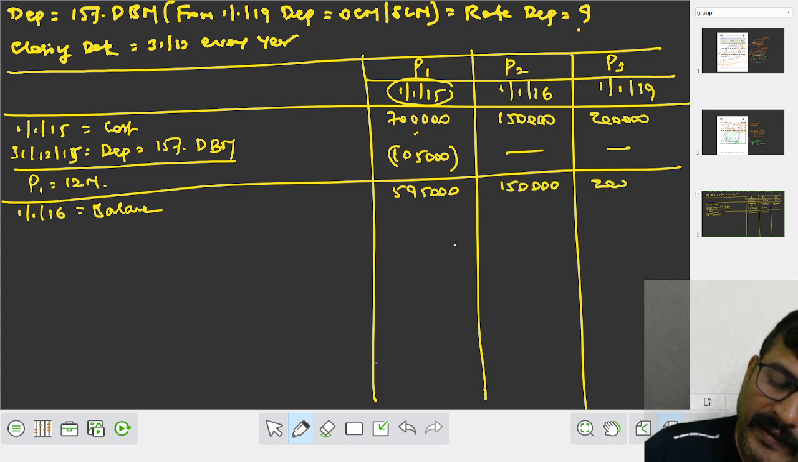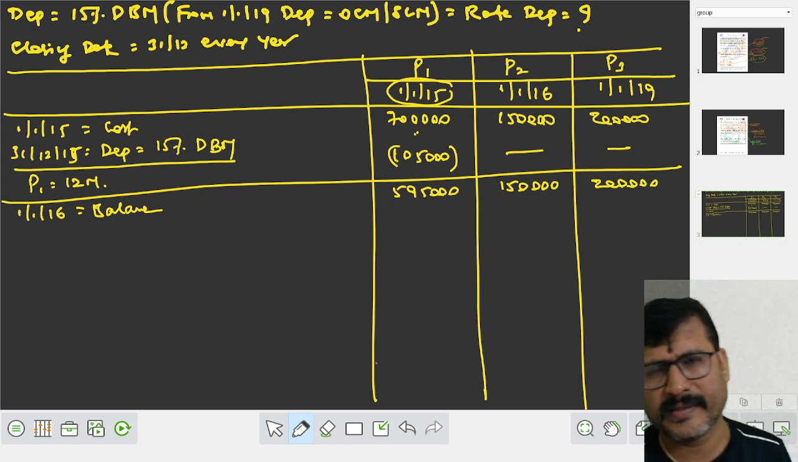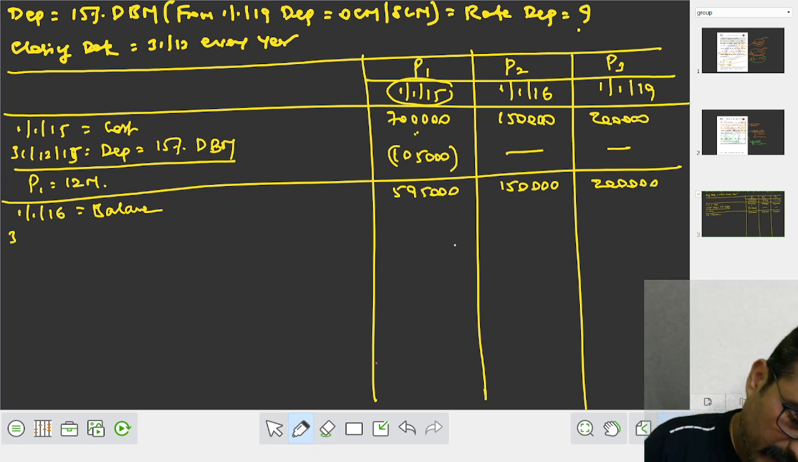1.5 lakh and 2 lakhs. Fine. Let us move on to next date, 31st December 16.